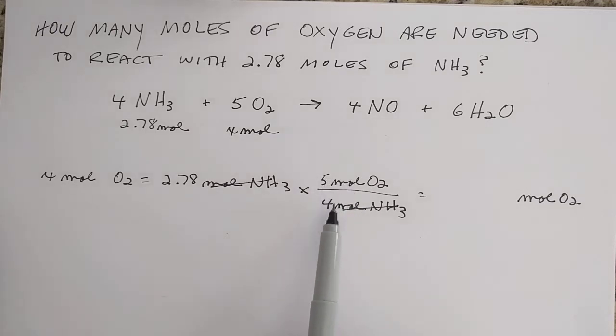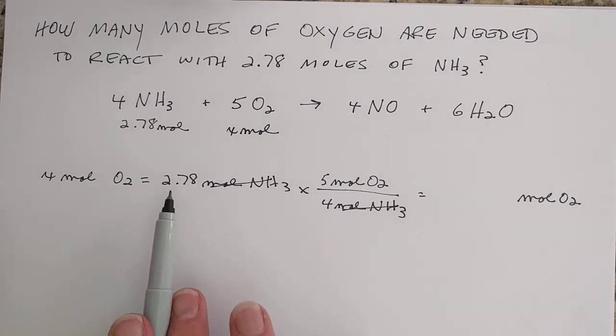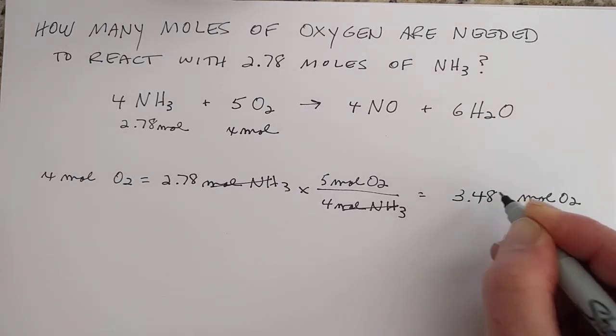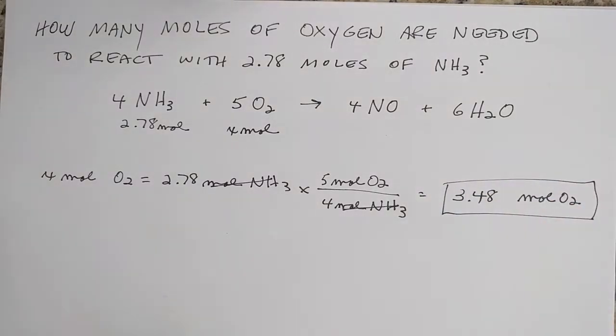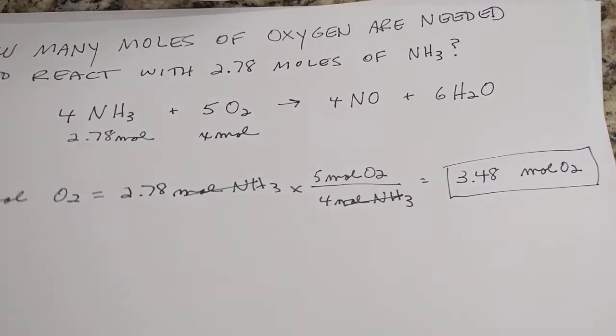This, the 5 to 4, the mole ratio, this is unlimited sig figs. It's exactly 5 moles of O2 reacts with exactly 4 moles of NH3. So this is not 1 sig fig and 1 sig fig. It's unlimited sig figs. So we don't worry about it. We just take the sig figs from our data. So we need 3 sig figs. So 3.48 moles of O2 is the answer to our problem. Okay, let's do another one.